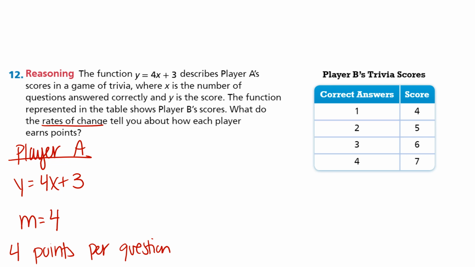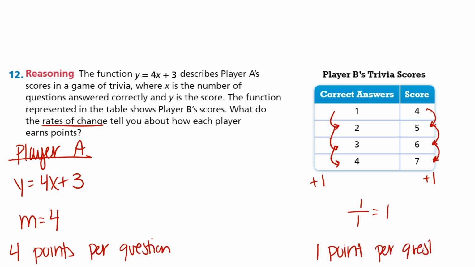If we solve our table, the correct answers are going up in a pattern of +1. Our score is going up in a pattern of +1. And so we can divide our values. 1 divided by 1 is 1. They get 1 point per question. So when answering, what does the rate of change tell you about how each player earns points? Player A earns more.